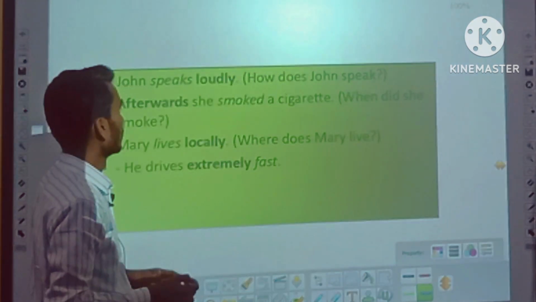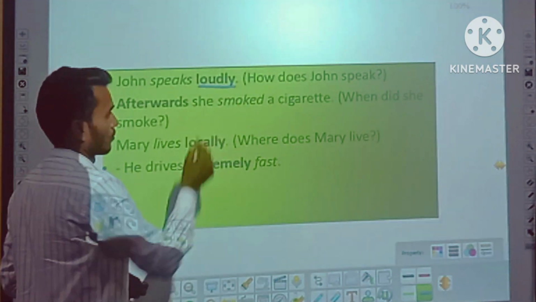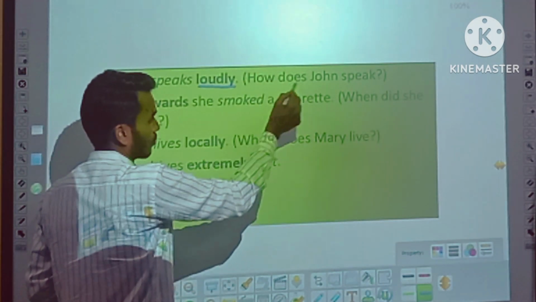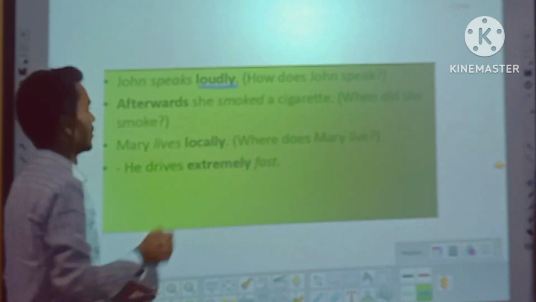Then we have, John speaks loudly. Here loudly is the adverb. How does John speak? John speaks loudly.